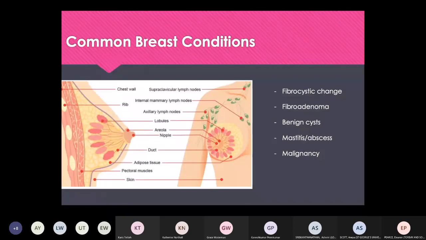Mastitis and breast abscesses occur in breastfeeding women. So infection of the ducts, which can become blocked, and it's really painful. This can build up into abscesses, which sometimes need draining, and that's treated with antibiotics. But the main topic that we're going to talk about tonight is malignancy. So I'll move on to that.